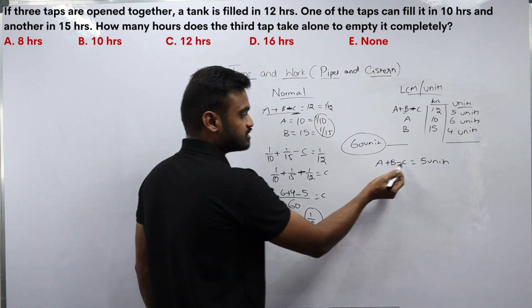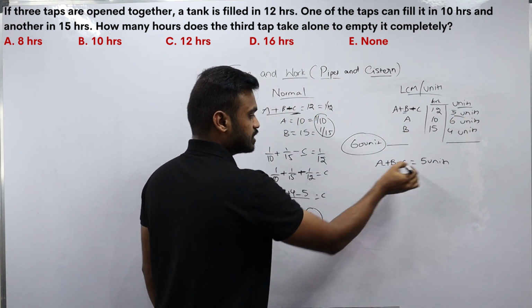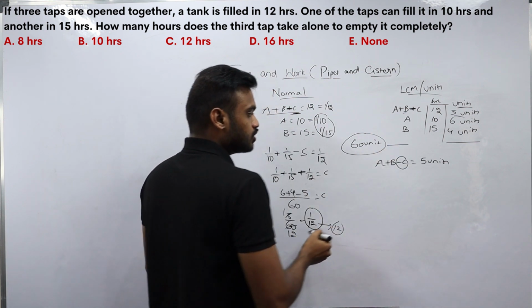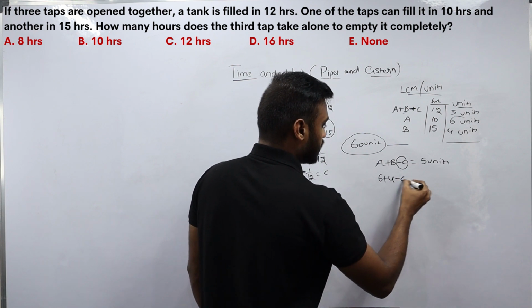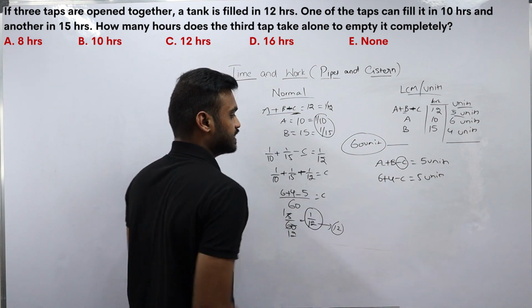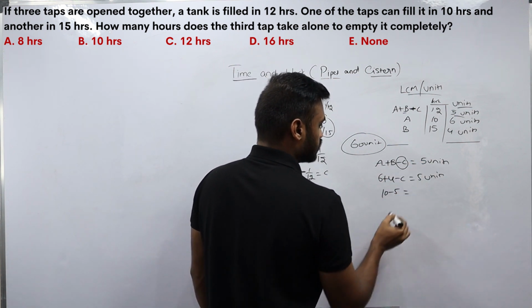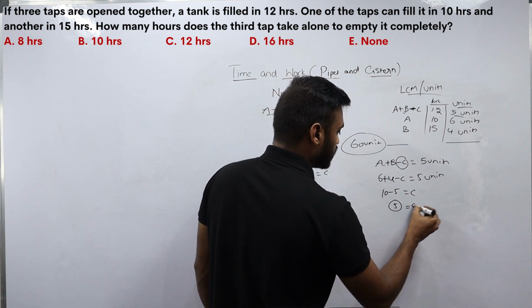So A plus B minus C is 5 units per day. If I substitute A and B's values in A plus B minus C, I will come to know the total time taken for C alone to empty the tank. So I am substituting A and B's values. I will get 6 plus 4 minus C equals 5 units. If I send this C to the right hand side and 5 to the left hand side, I will get 10 minus 5 equals C. That is 10 minus 5, that is 5 units per hour.